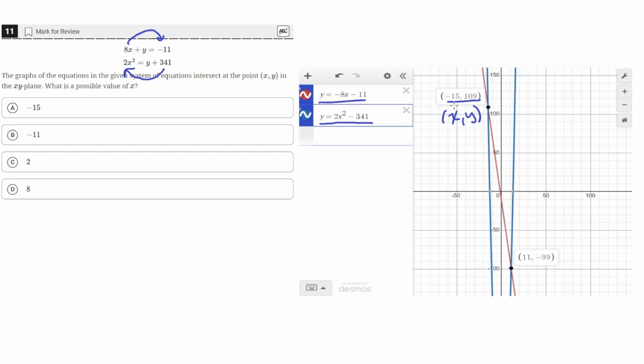So the x coordinate at this point of intersection is -15, and the xy coordinates of the other point of intersection are (11, -99). So the two possible values of x are -15 and 11. And the only answer choice that has one of these is answer choice A. So -15 is a possible value for x at a point of intersection.